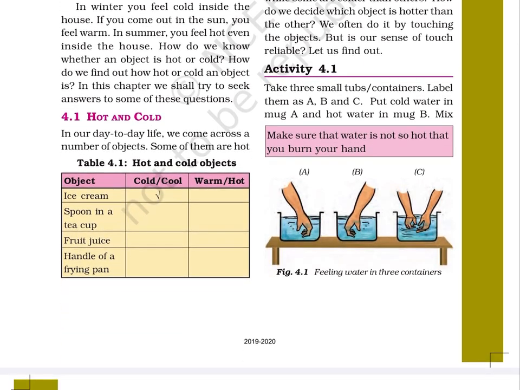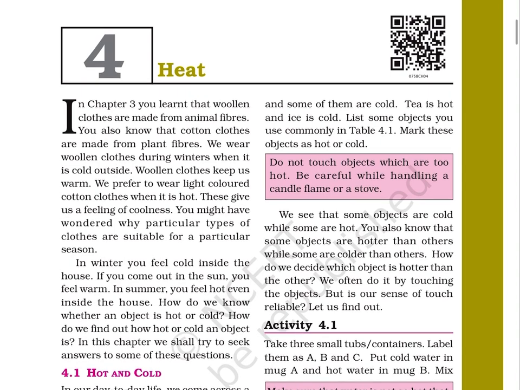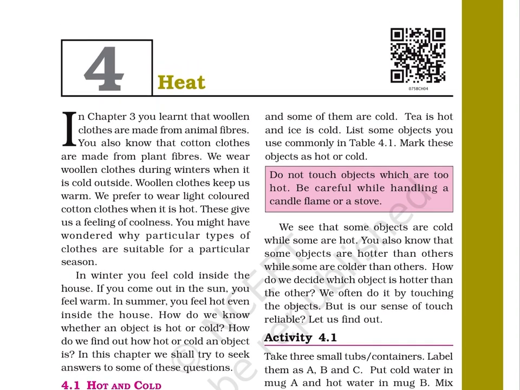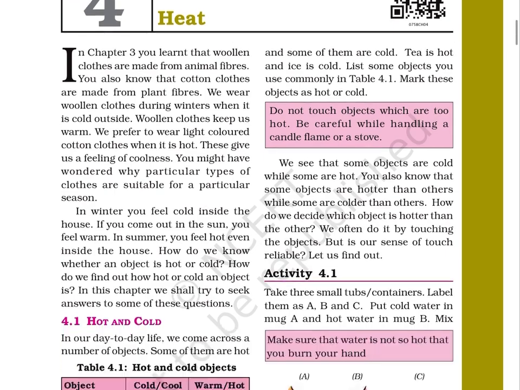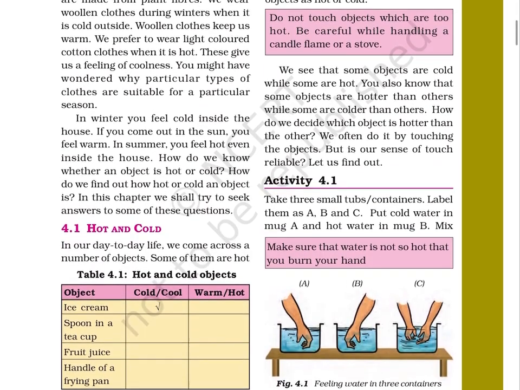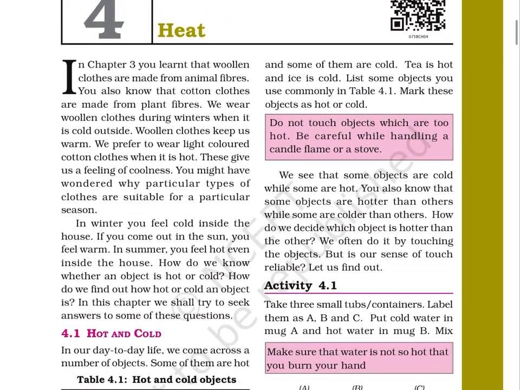4.1 Hot and Cold. In our day-to-day life, we come across a number of objects. Some of them are hot and some of them are cold. Tea is hot and ice is cold. List some objects you use commonly in table 4.1. Mark these objects as hot or cold.